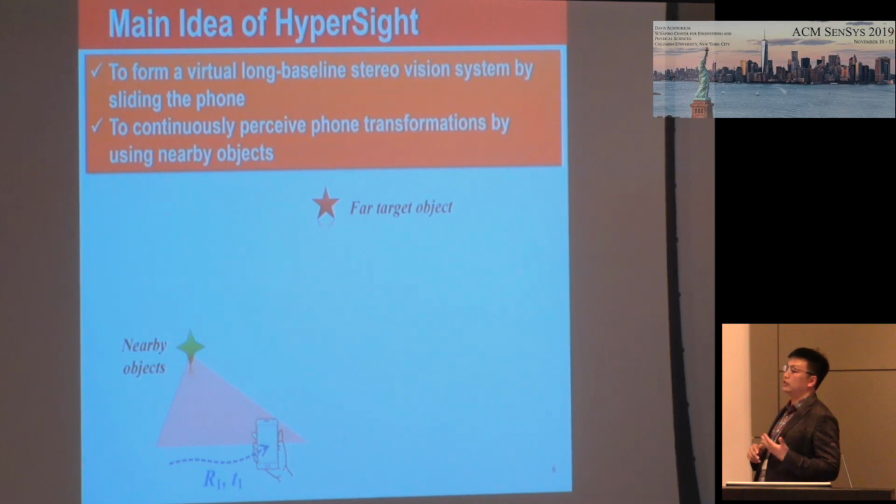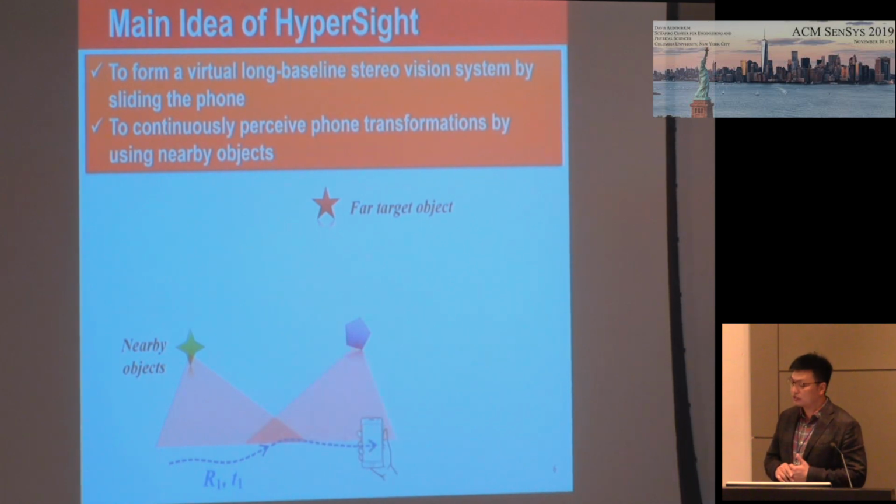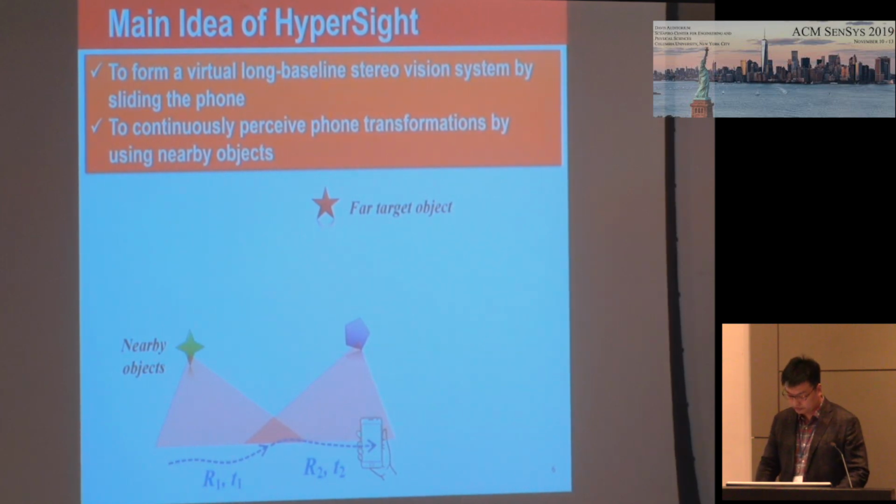This is the rotation and translation, R1 and T1, and so on and so forth. You can see another nearby object, and you can perceive another transformation, represented as R2 and T2.